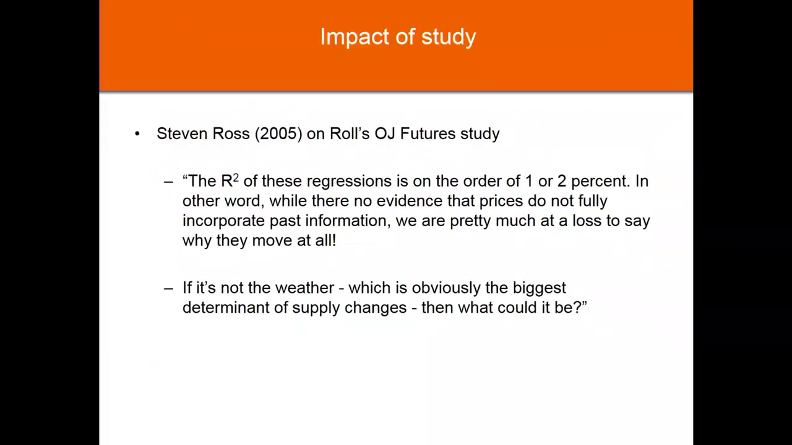Stephen Ross, a big believer in market efficiency, in a book on this, referenced the study and said, this does seem to be a puzzle. The explanation from the weather is in the order of 1 or 2%. So the rest of it seems to be random variation. It seems like the market is inefficient.